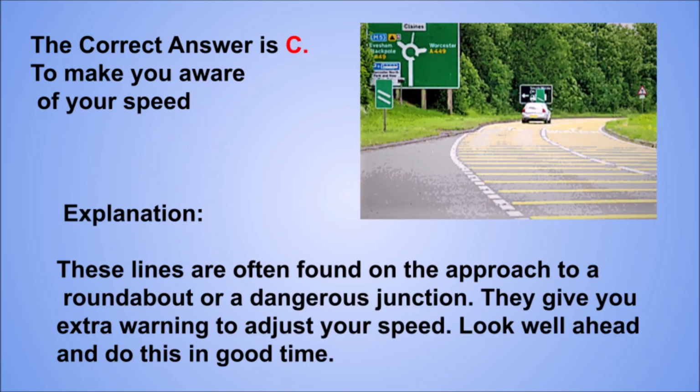Explanation: these lines are often found on the approach to a roundabout or a dangerous junction. They give you extra warning to adjust your speed. Look well ahead and do this in good time.